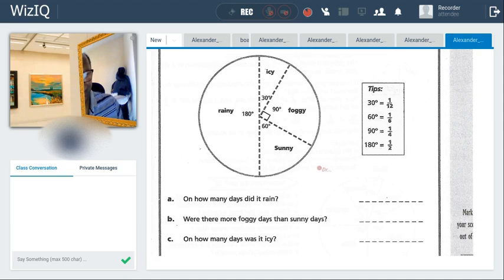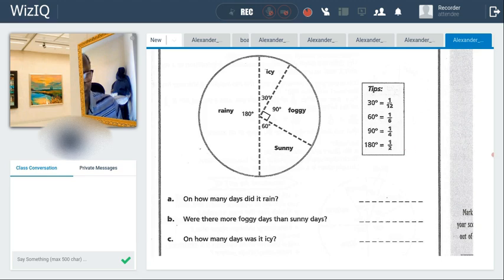So to find the number of days, do we know the days? Yes. There were 12 days. 12 days, 360 degrees divided by 12 gives 30 degrees for each day. So that's rainy days are 6 days. Okay. And there were more foggy days than sunny days. Compare sunny, there's obviously 90 versus 60.